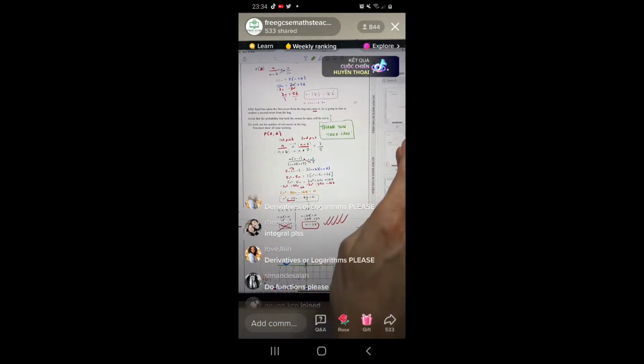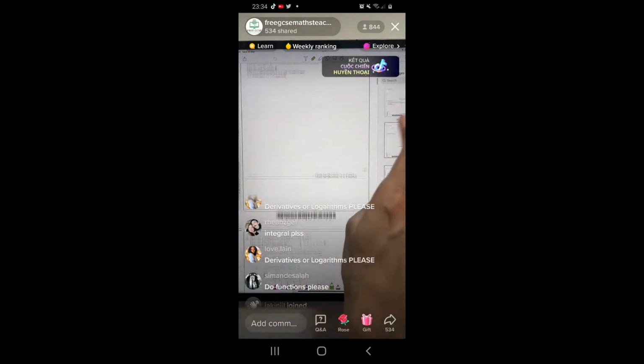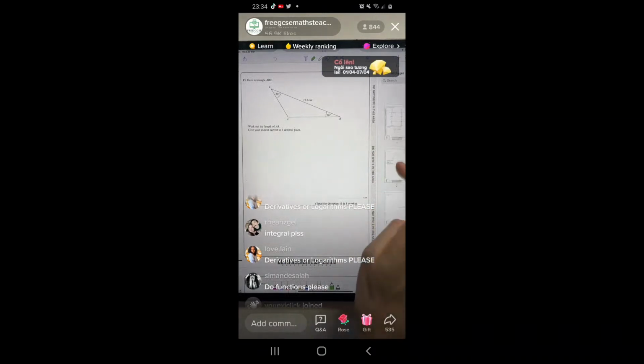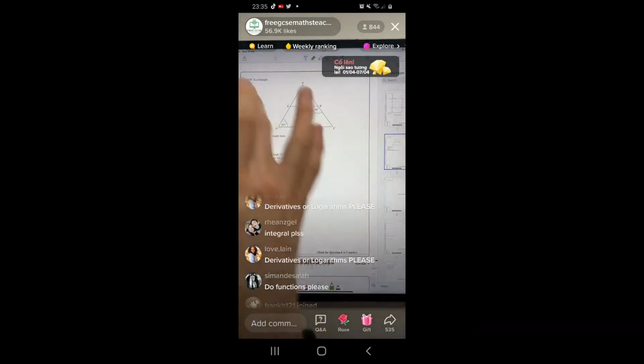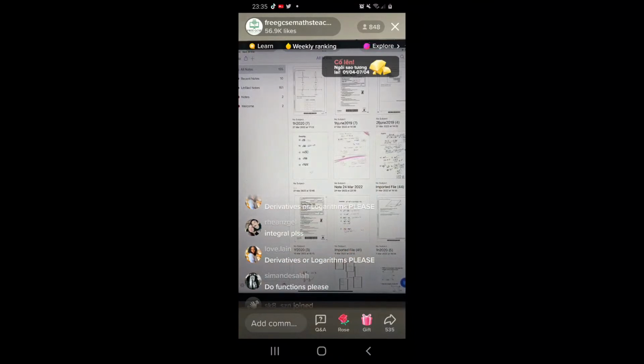Someone said do Venn diagrams. So let's see here. If we just come out of this a sec.